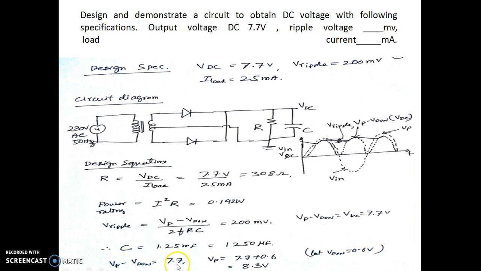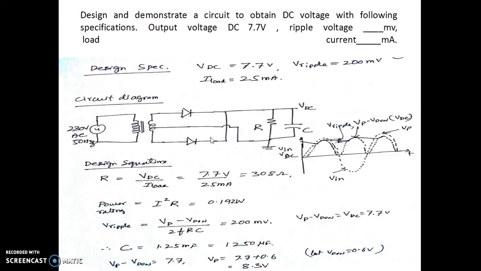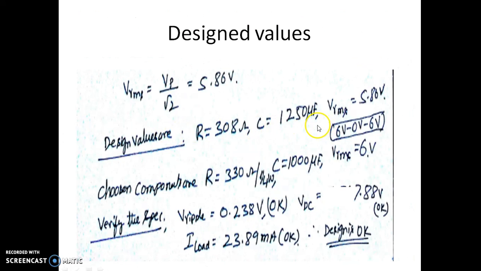Now you can see the value of Vp happens to be 8.3, because Vp minus Vd is 7.7. Therefore Vp is 7.7 plus 0.6, which is 8.3. So to get an 8.3 Vp, the VRMS should be 5.86. The design values are, because we want a center tap transformer, the VRMS should be 5.86. We can choose a 6-0-6 transformer. Since the value of R is 308, the nearest possible value is 330. The value of C nearest to this is 1000.